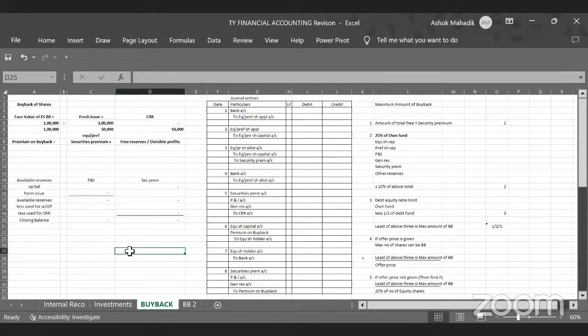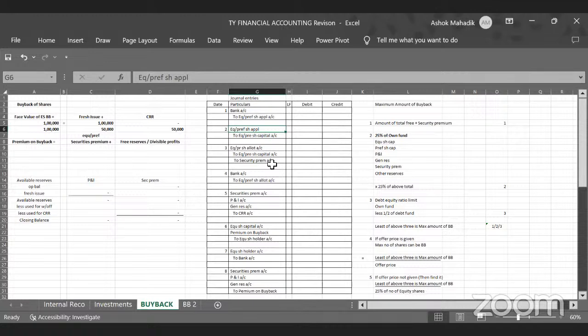Clear? Sometimes in the sum it may be given that the fresh issue is made in two parts. That is, we are calling some amount on application and the remaining amount on allotment. In that case, your entry will be like, first you will receive application money, bank account debit to equity or preference application account. Then you will transfer this to share capital. So equity or preference application to equity share capital or preference share capital. Okay.